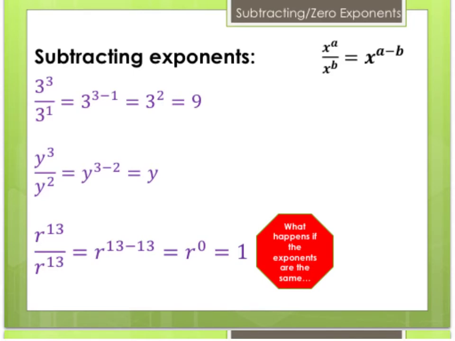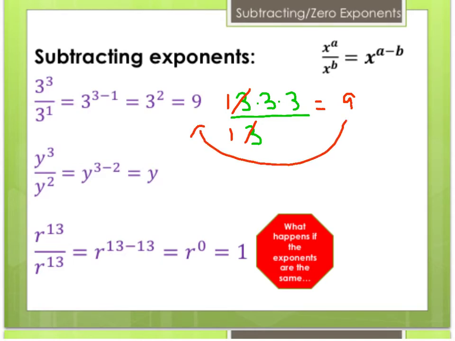Now, I want you to see why this works. 3 to the 3rd means 3 times 3 times 3, right? 3 to the 1st means just one 3. Now, 3 divided by 3, 3 divided by 3, those guys go away, right? Because they cancel and just leave you with 1, which means I have 1 times 3 times 3 on the top, which is 9, and then just 1 on the bottom. So notice we end up getting the same answer there.